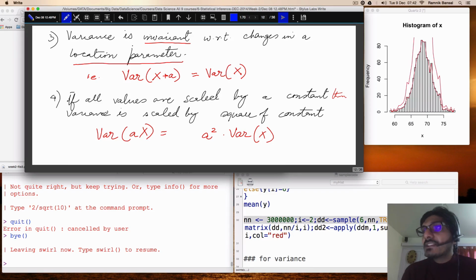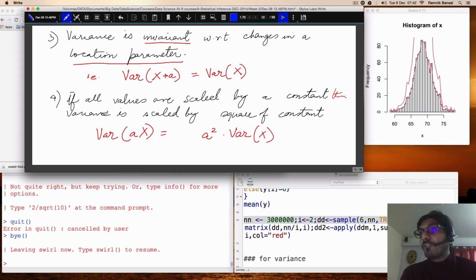Now another thing: variance is invariant with respect to changes in the location parameter. What does that mean? If I say variance of x plus a, that is nothing but equal to the variance of x. So it doesn't matter if I change my location; the answer will still come out to be the same, where a is a constant.